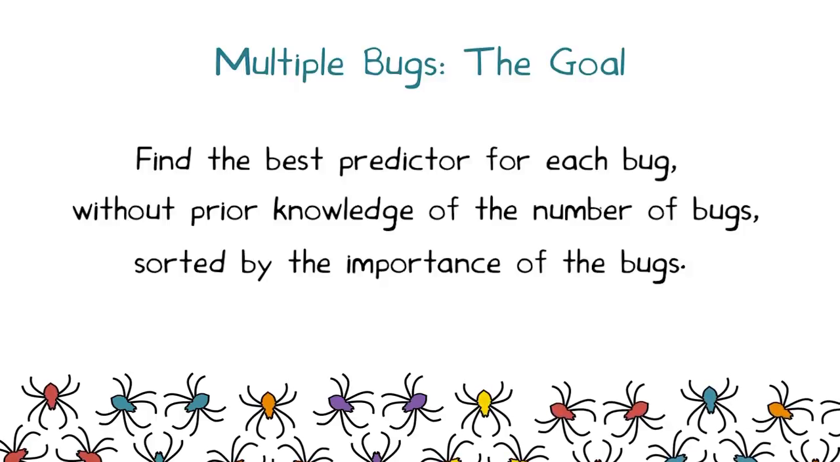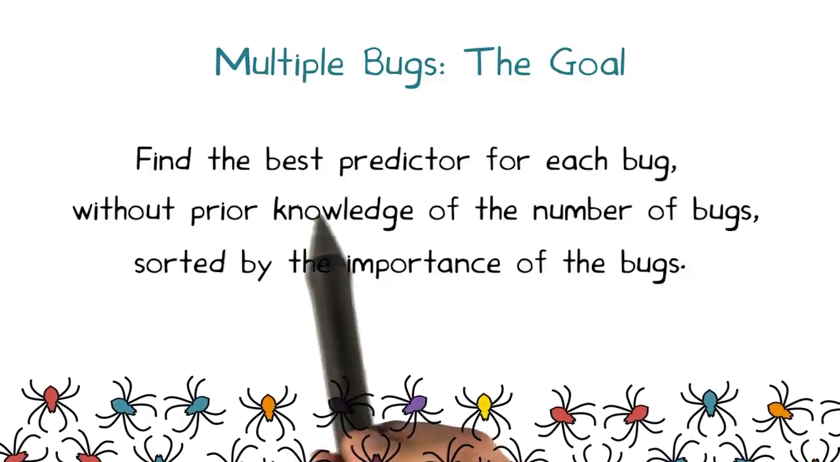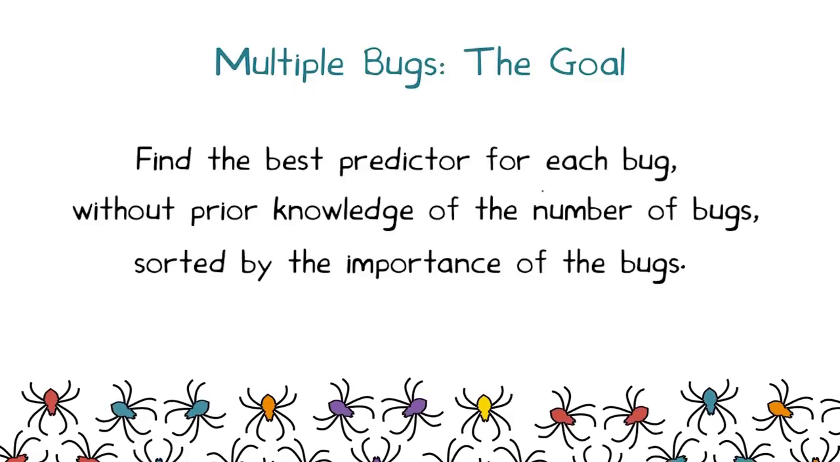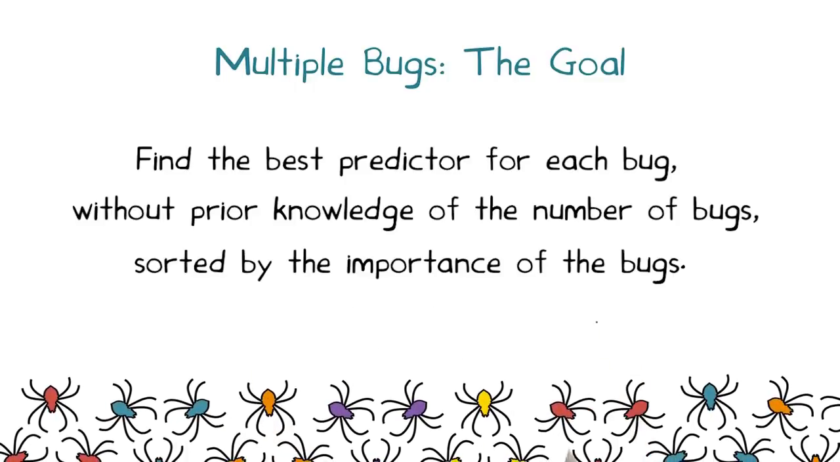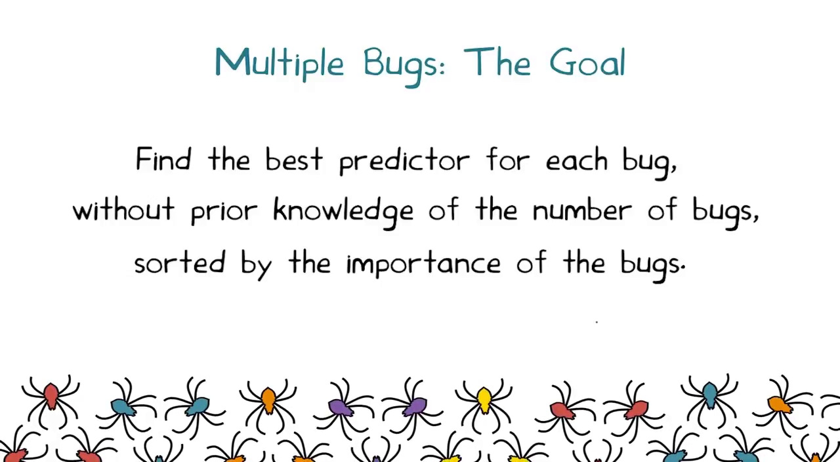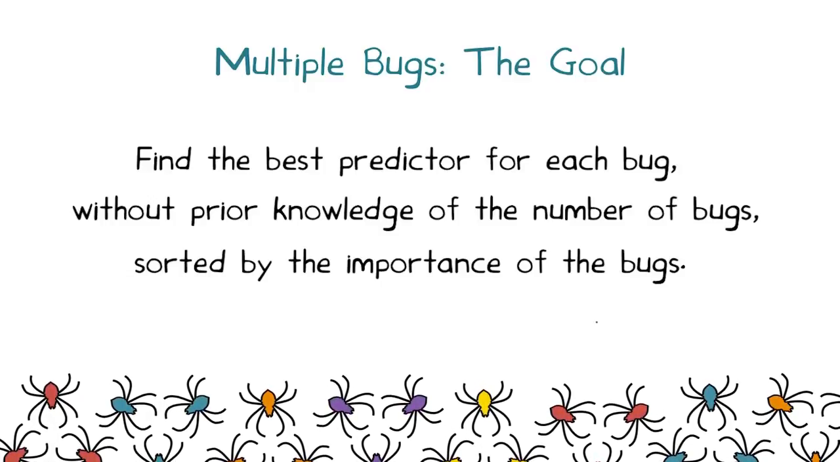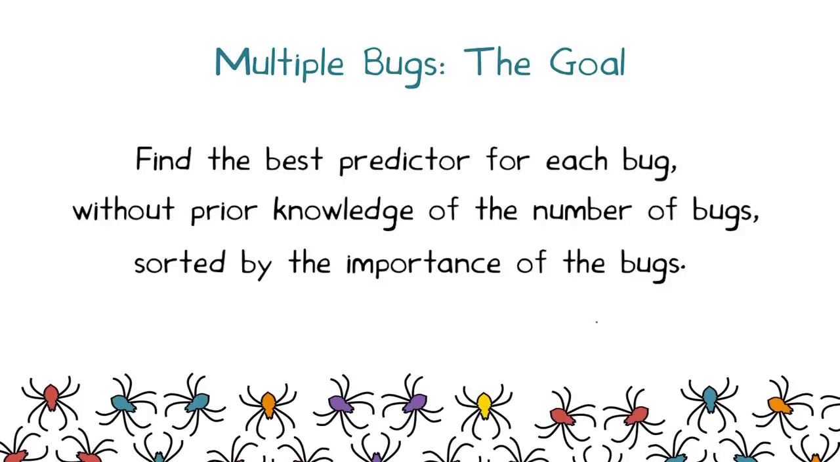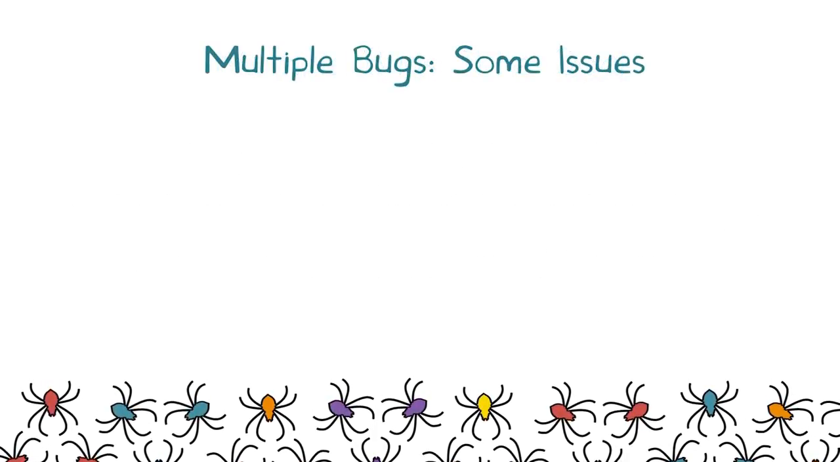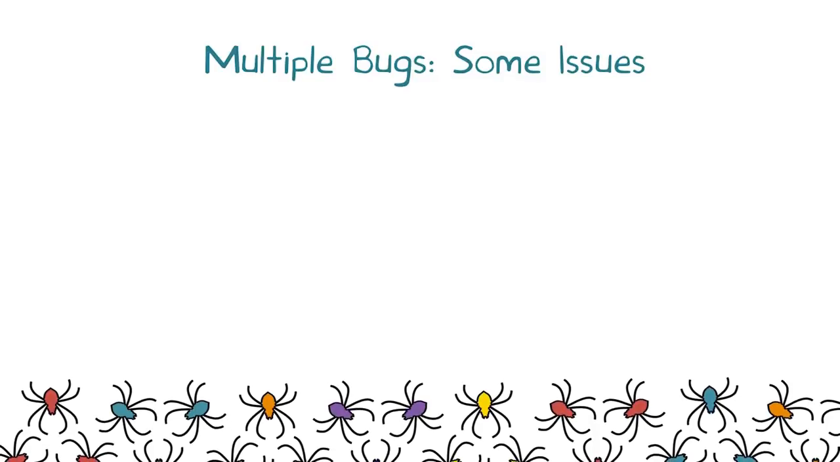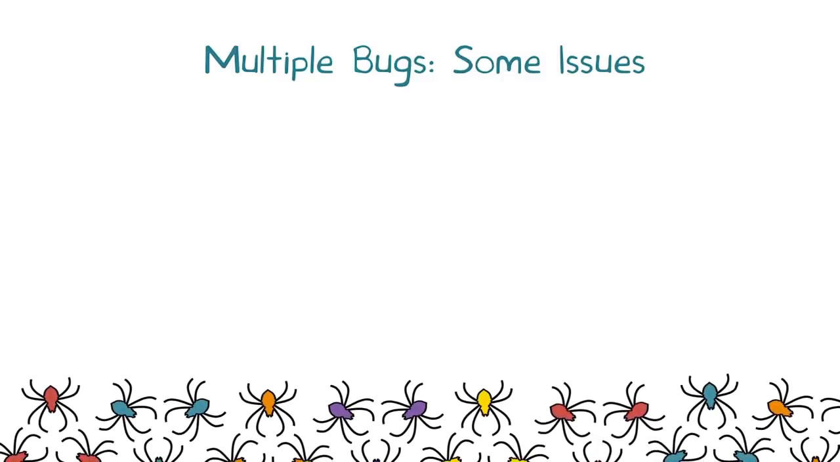Identifying the best predictor of each bug will help to focus our debugging effort in identifying the bug, whereas sorting these predictors by importance will allow us to prioritize our debugging and patching efforts towards the bugs that affect the most users. In trying to track multiple bugs via statistical debugging, we face new issues that we did not have to worry about when tracking down just one bug.